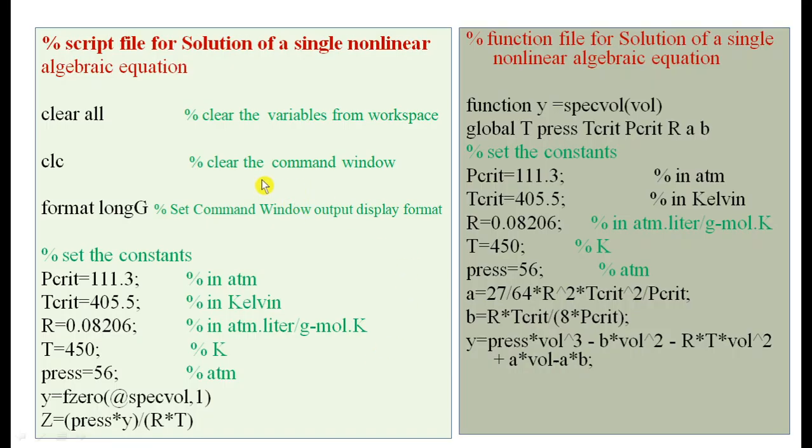Here are the function file and the script file for this van der Waals equation problem. We will discuss each and every line. Here clear all is the line used to clear the variables from the workspace. Then clc is used to clear the command window. Clear all and clc erase all the data we previously used. Then format long G sets the command window output display format, which we already discussed in some previous videos.